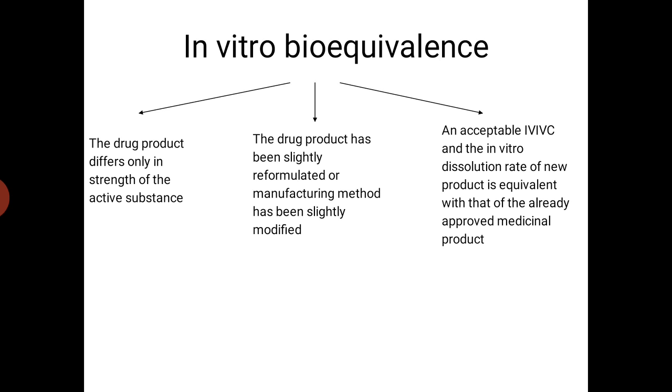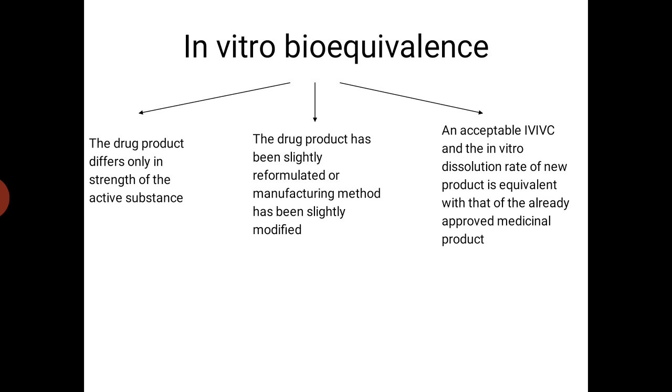In that situation, some studies we can restrict to in vitro data only, and some studies we have to go for in vivo data itself. What are the conditions where we can restrict to in vitro data, and what are the conditions where we must go for in vivo bioequivalence? For in vitro, the first one is when the drug product differs only in the strength of the active substance. Suppose the drug product is having 50, 100, 120 mg of drug, and I need to perform the bioequivalence of all the strengths. I hope you got the point.